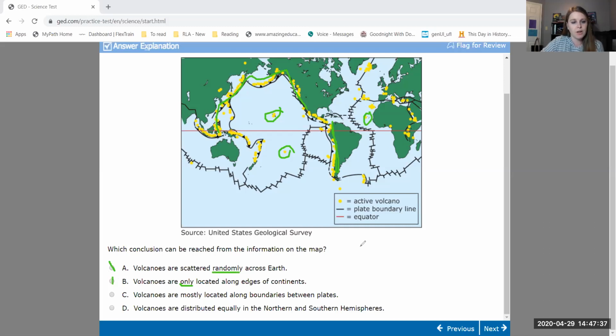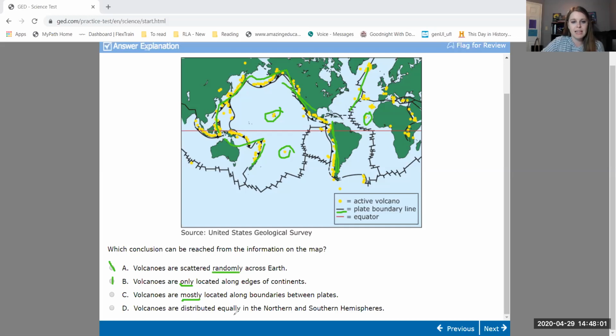Letter C, volcanoes are mostly located along boundaries between plates. Well, mostly, that's better than only. So boundaries between plates. Well, we said the black lines indicate the plate boundaries, and yeah, it kind of looks like most of the volcanoes are along those black lines. So I like that one, but let's wait and read D just in case.